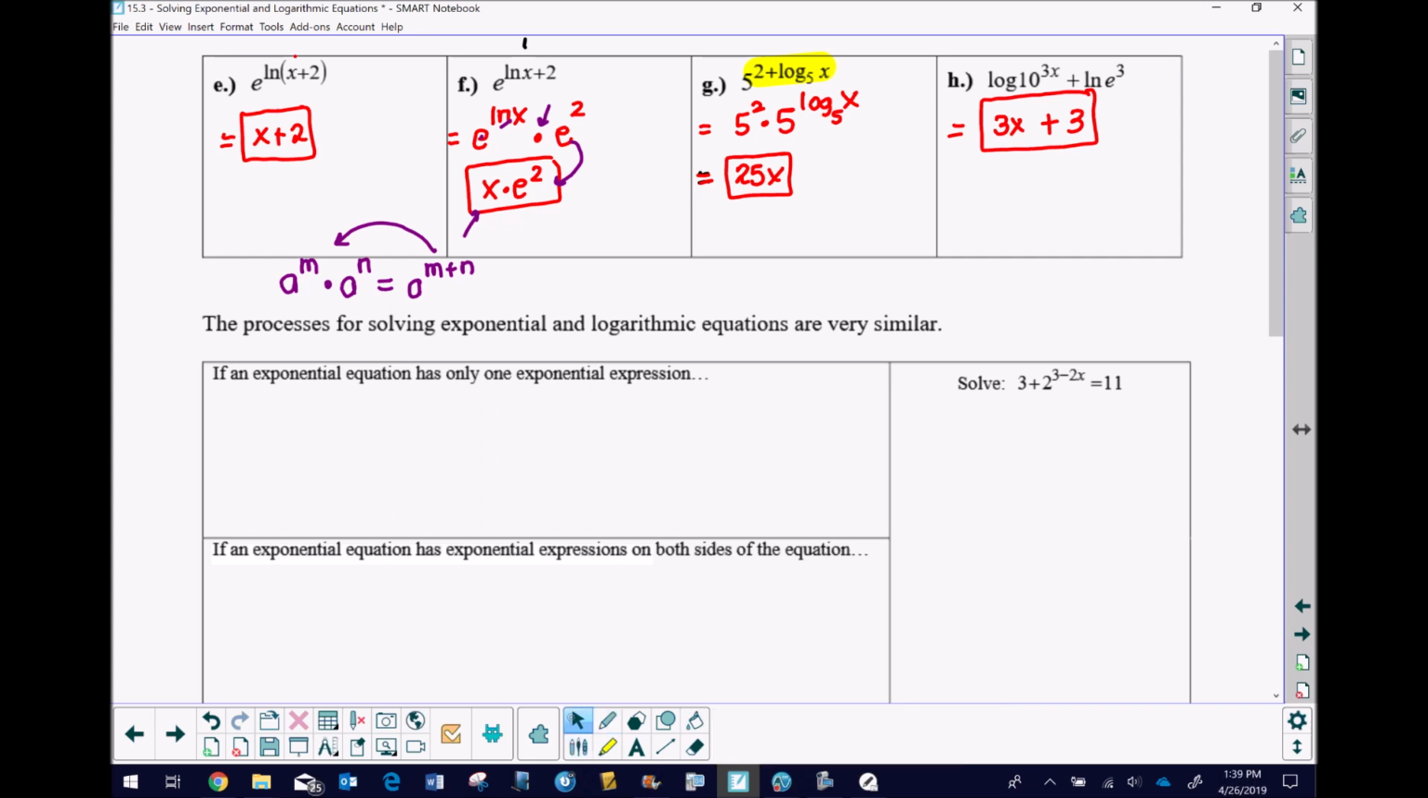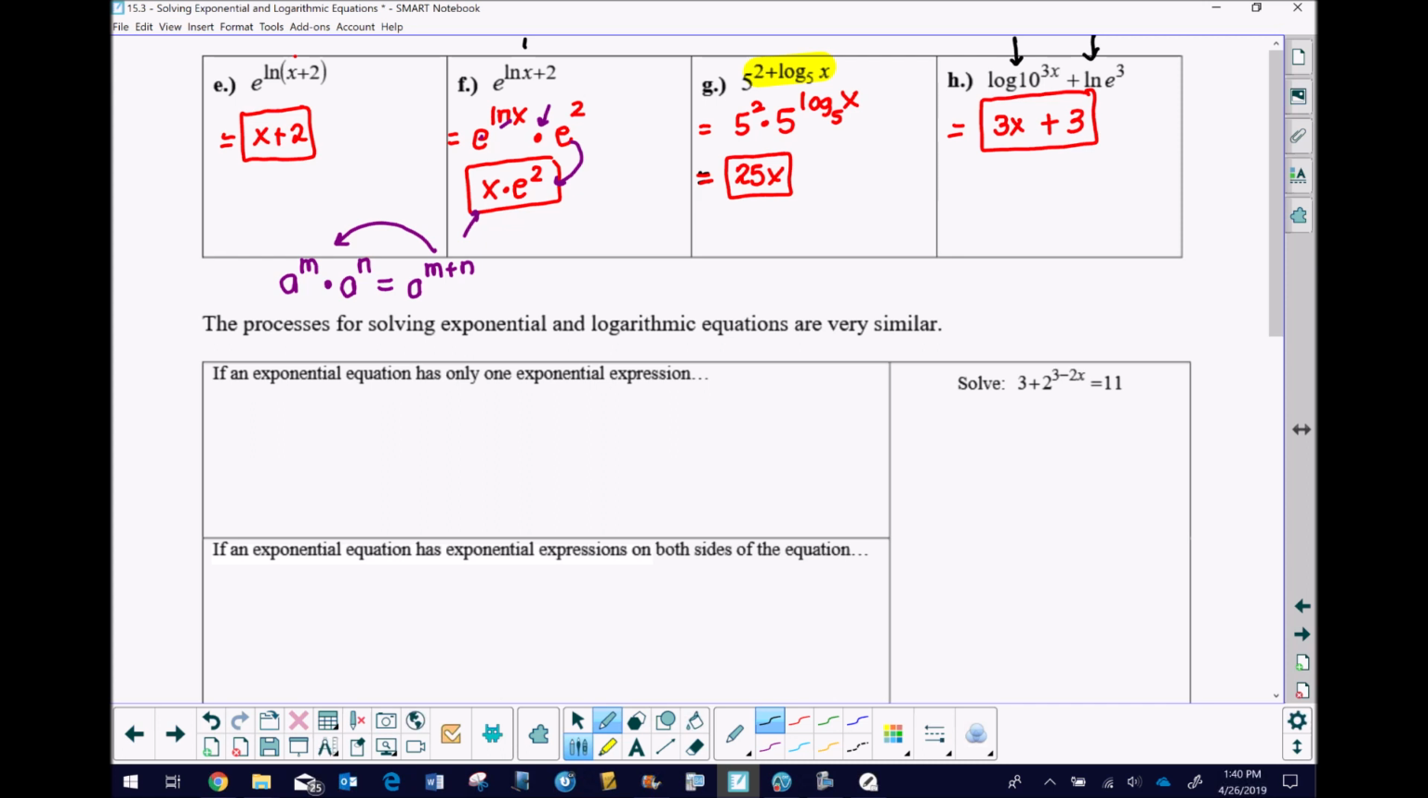Okay? Something very similar is going to happen in G. We're going to split this apart as 2 bases of 5. Once we do that, the 5 to the log base 5 of x becomes our x, and then the 5 squared can become 25. H is a little bit more traditional in that each of these 2 logarithmic expressions are just going to simplify separately to give us the exponent 3x plus the exponent of 3.